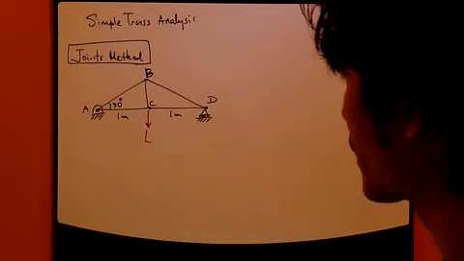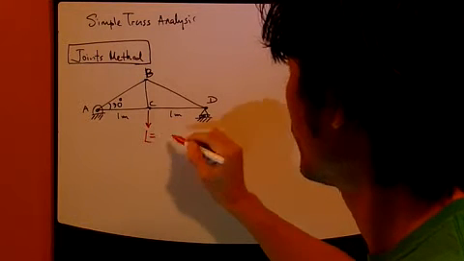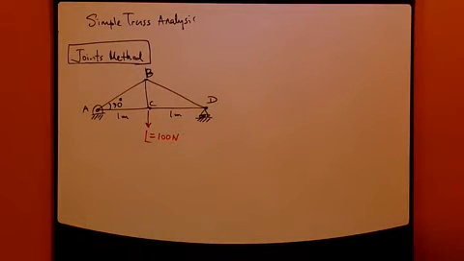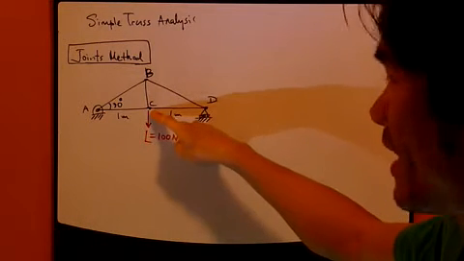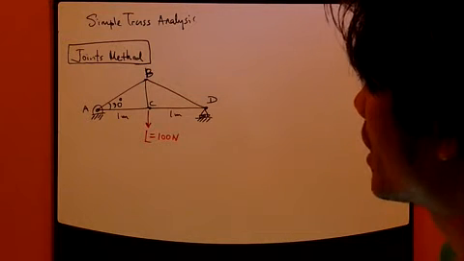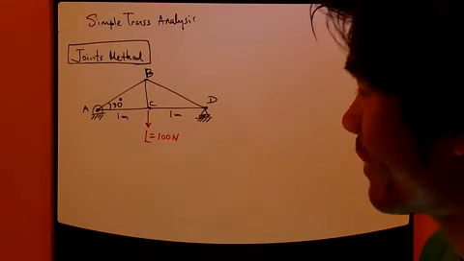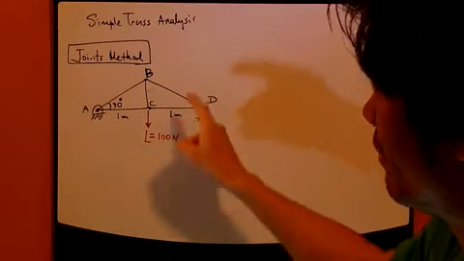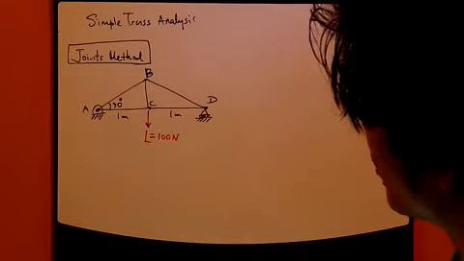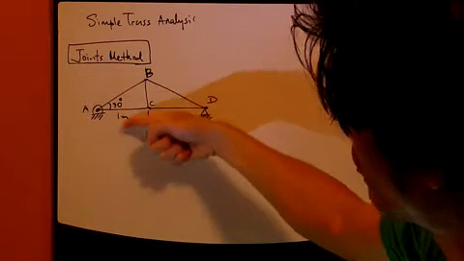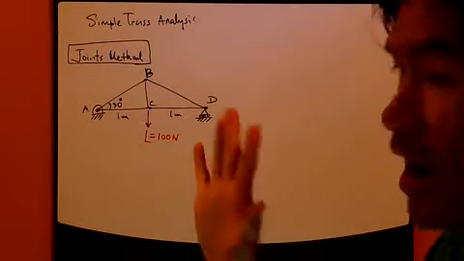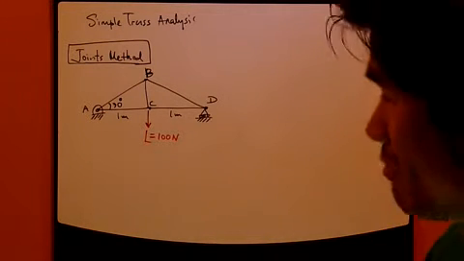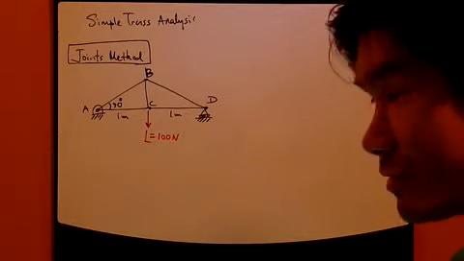And I have this load, and let's say I apply a 100 Newton load down the middle at joint C. And knowing that, I'd like you to calculate all the forces in the members. Which means that I have 1, 2, 3, 4, 5 members. So there are 5 unknowns I need to solve for, using the joint method. So, let's do that.